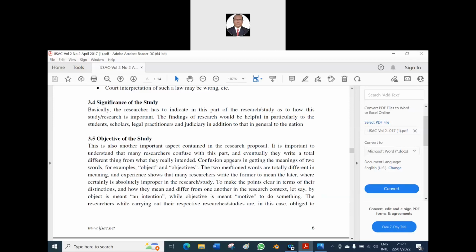To make the points clear in terms of their distinction and how they differ from one another in the research context, let us say that by object we mean an intention. What is an object? It is an intention. But objective means a motive. See, motive is different, intention is different. Ulterior intention is motive. Is it clear? Okay. Yes. Ulterior intention is motive.